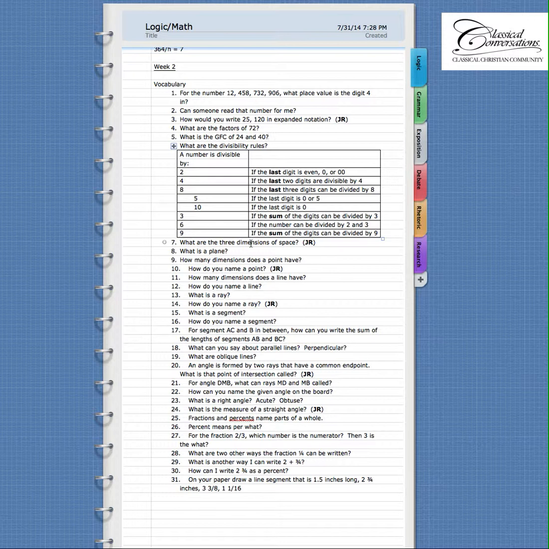One of the main things I wanted to focus on was geometry concepts. So we talked about dimensions that we relate to 3 dimensions: length, width, and height. We talked about how to name a point. A point is just a location in space, and you name it with a capital letter.